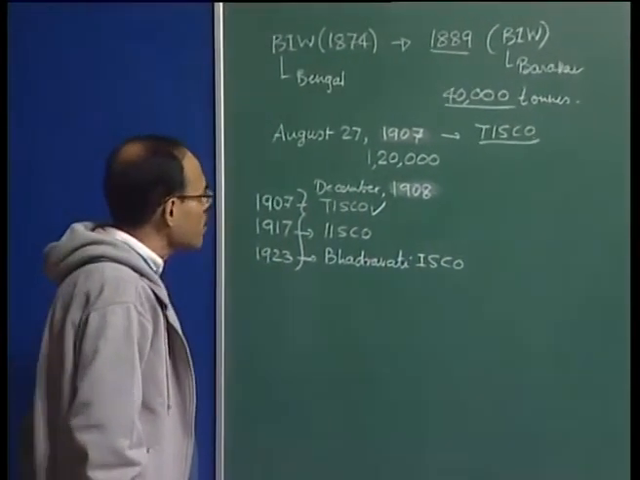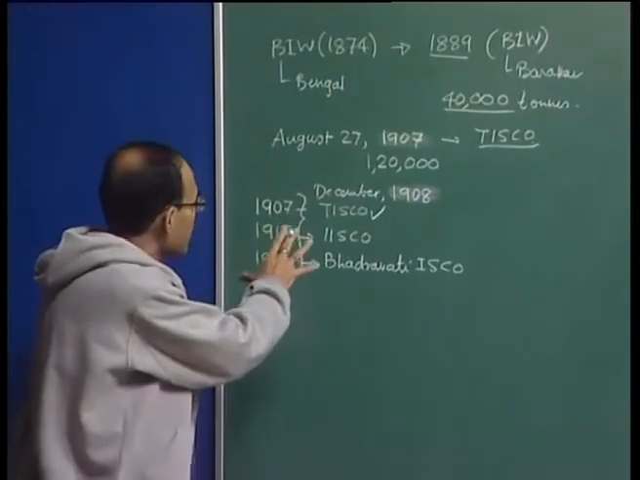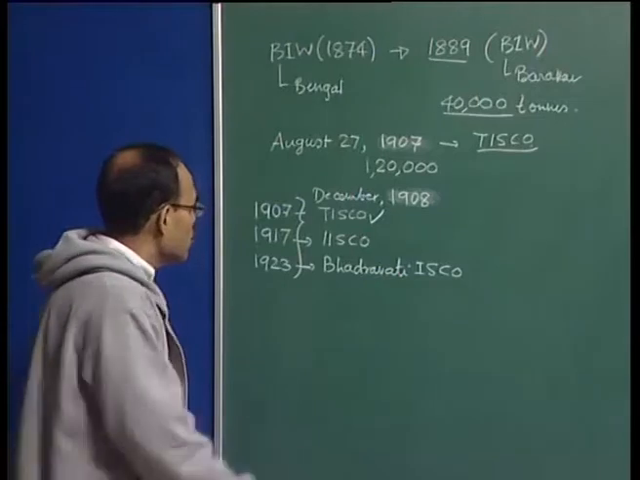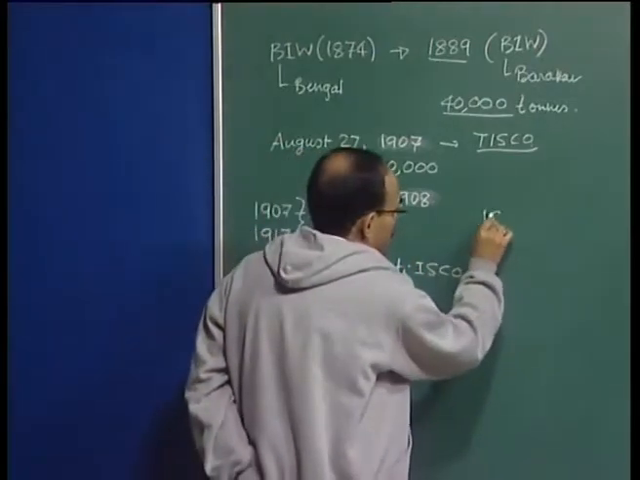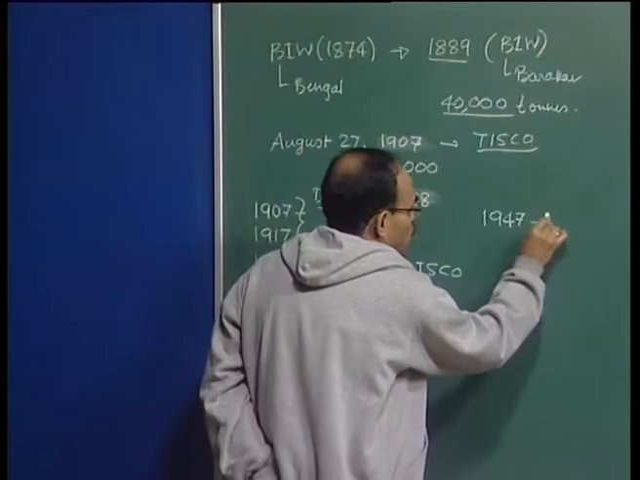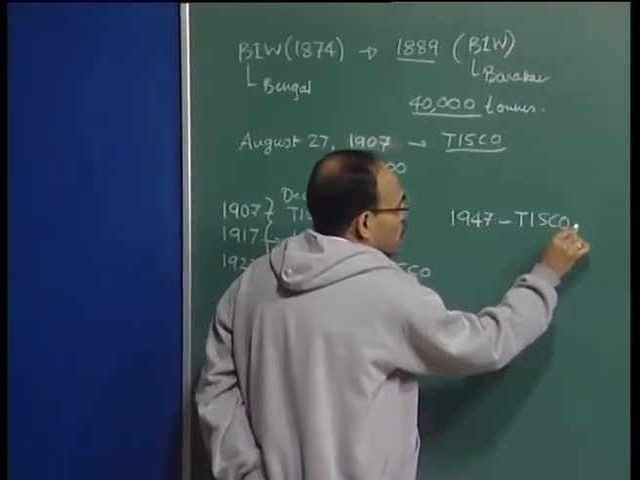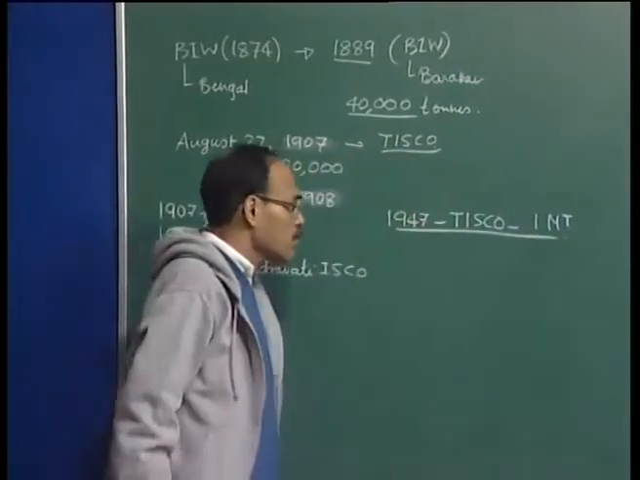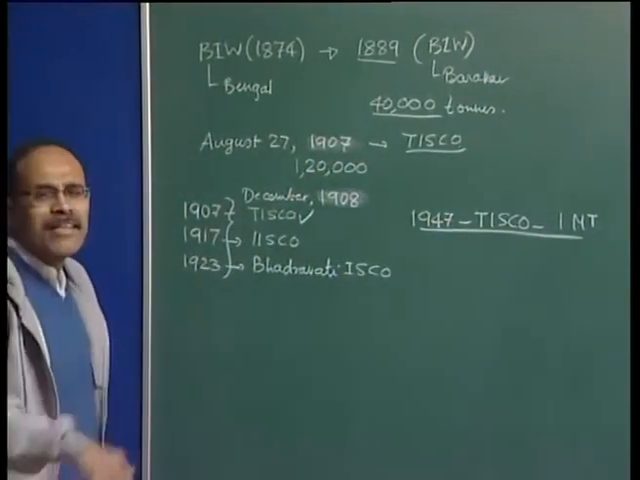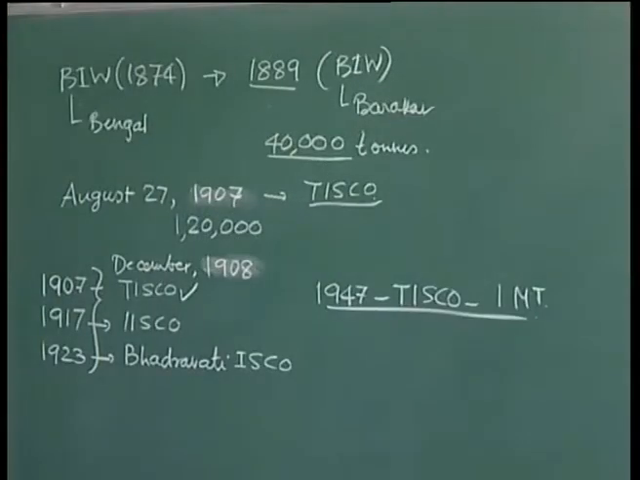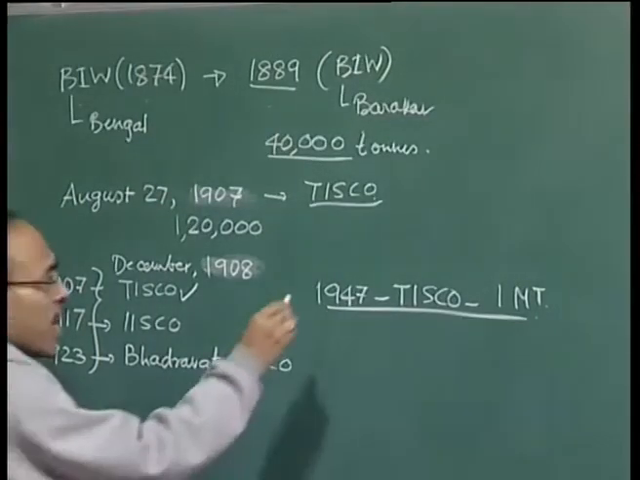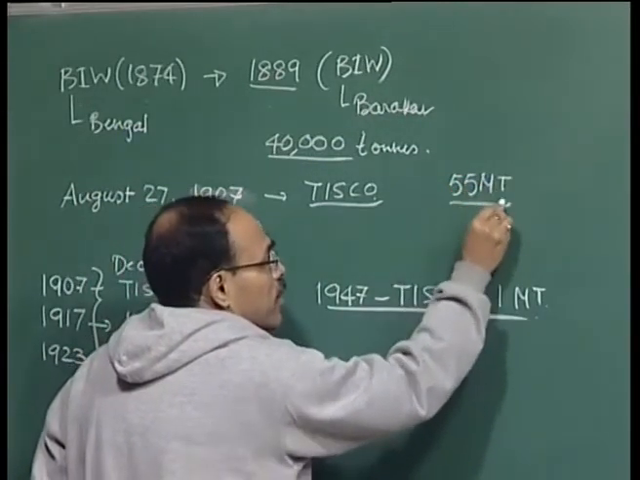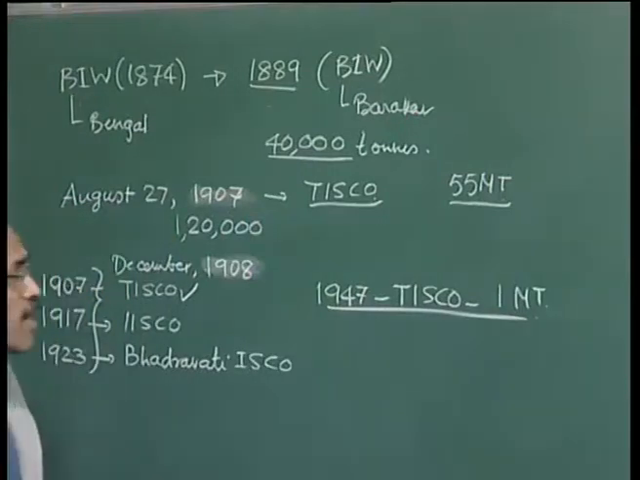Somewhere around 1947, TISCO was rolling out around 1 million tons of steel per annum. That was the production. So a few million tons around the time of independence, and today we stand at 55 million tons, and that is the steel production in 2009.